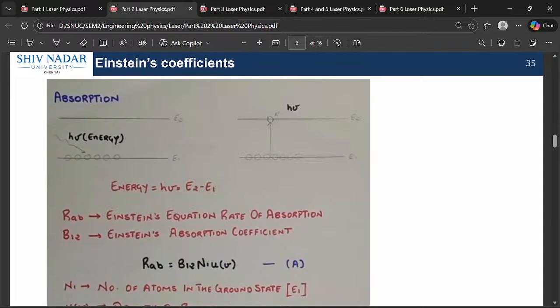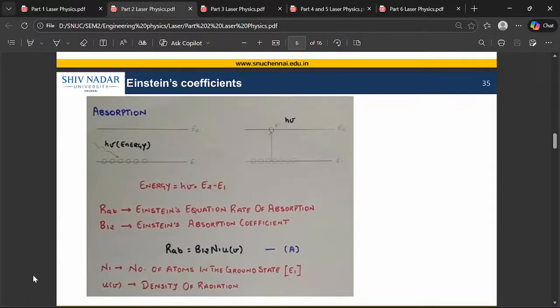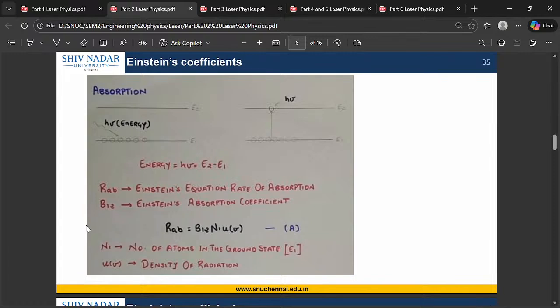So that is basically the energy level E2 minus the energy E1. We have created some assumptions, that is RAB, which is Einstein's equation for the rate of absorption. B12, that is from energy level 1 to 2, is the Einstein absorption coefficient when the electron is jumping from E1 to E2.